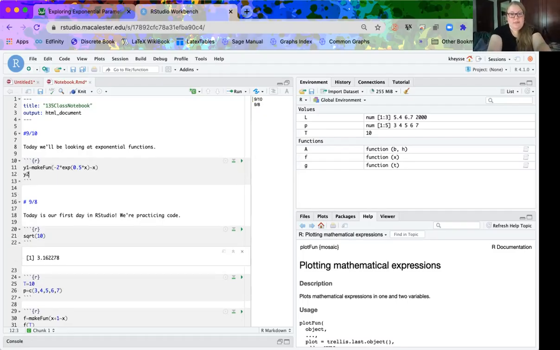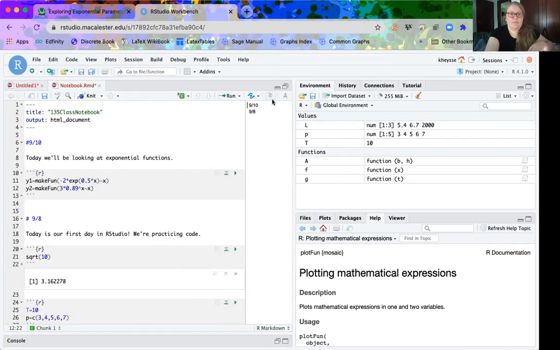And what we can do here is make another one. Make fun. And it looked like I had 3 times 0.89 raised to the x in terms of x. So there are 2 differences here. I'll try to zoom in a little bit. So I have these 2 functions. I'm going to go ahead and run it, and hopefully it goes. It did for me. So here I have y1 and y2, so you can tell that it ran.